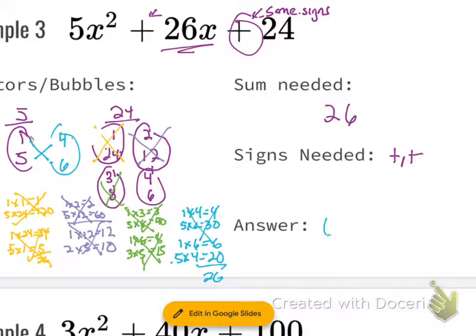So we have our binomials here. Our two factors are going to multiply together. Our first ones are going to be that 1x and 5x. We know they're both going to be pluses based on this portion right here. And then again, remember, you can't have the ones with the lines connecting them in the same parentheses. So the 1's connected to the 6, so it has to go in the other parentheses. The 5's connected to the 4, so it has to go in the other parentheses.